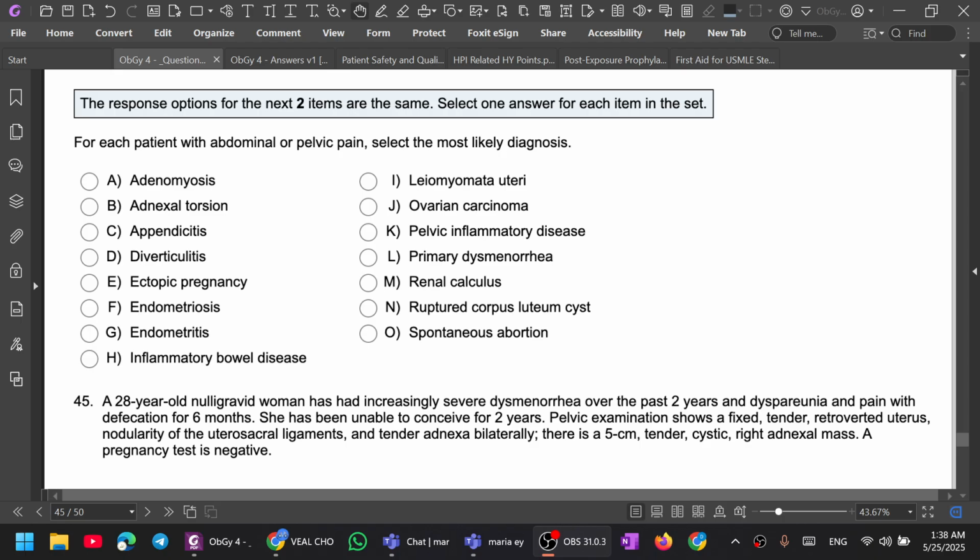Pelvic examination shows a fixed, tender, retroverted uterus, nodularity of the uterosacral ligament, and tender adnexa bilaterally. There is a 5 centimeter tender cystic adnexal mass. A pregnancy test is negative. For each patient with abdominal or pelvic pain, select the most likely diagnosis.